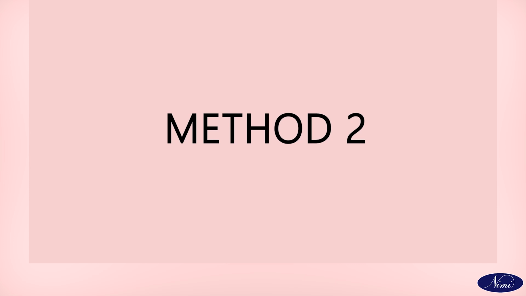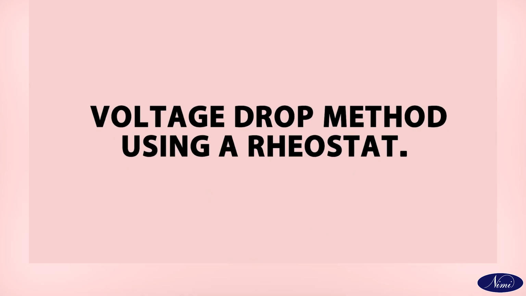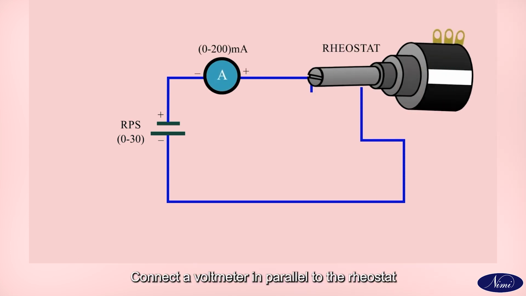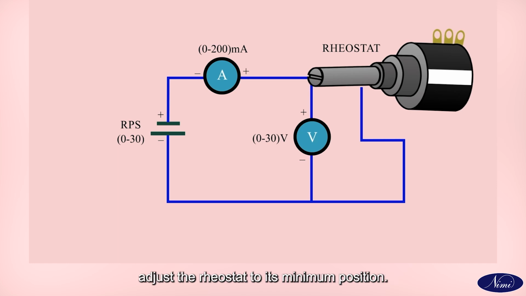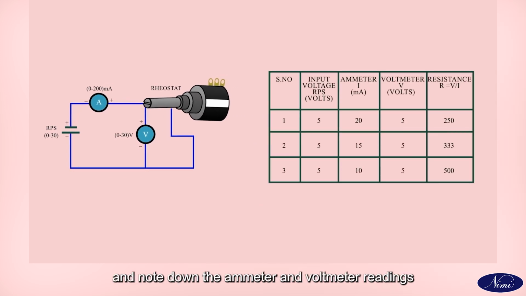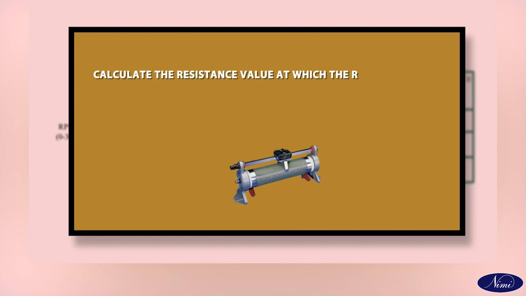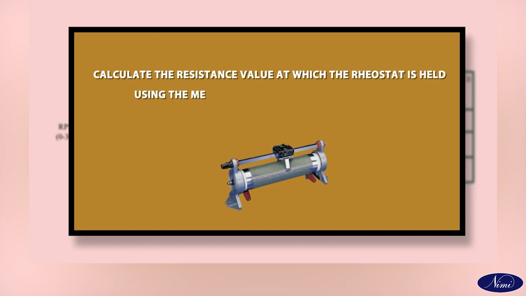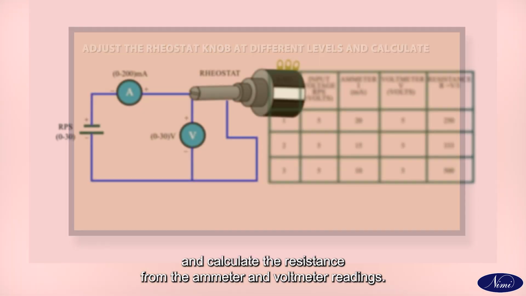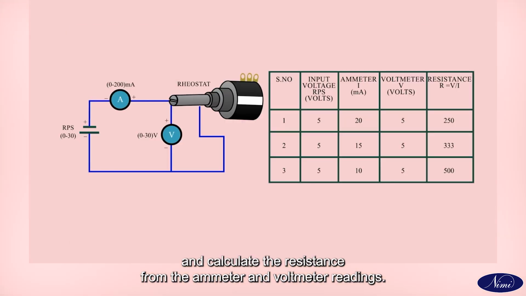Method 2: Voltage drop method using a rheostat. Connect a variable DC source, an ammeter and a rheostat all in series. Connect a voltmeter in parallel to the rheostat. Adjust the rheostat to its minimum position. Switch on the variable DC source. Gradually increase the rheostat for a small distance and note down the ammeter and voltmeter readings. Calculate the resistance value at which the rheostat is held using the measured voltage and current, R is equal to V upon I. Adjust the rheostat knob at different levels and calculate the resistance from the ammeter and voltmeter readings.